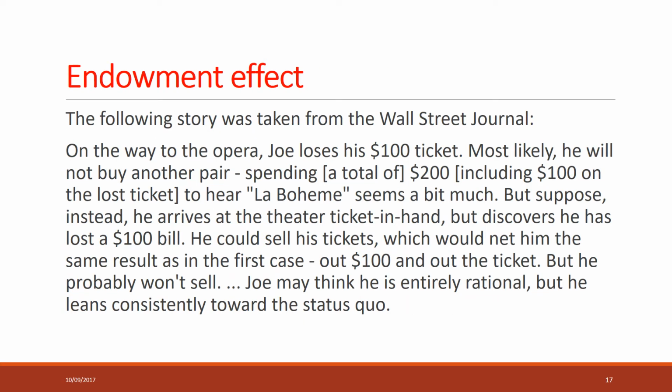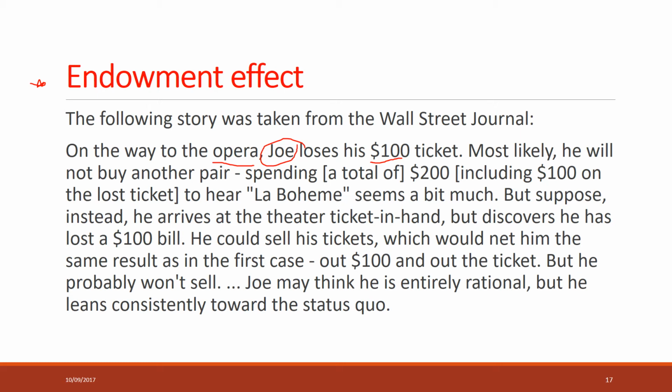So the second psychological bias that we look at is the endowment effect. This effect is the tendency to maintain the status quo. We have an example over here where one person is on the way to watch an opera show, but he finds out that he lost his ticket of $100. In this case, most likely, for most people, we just go home and forget about the show. We're not going to spend another $100 to buy another ticket.